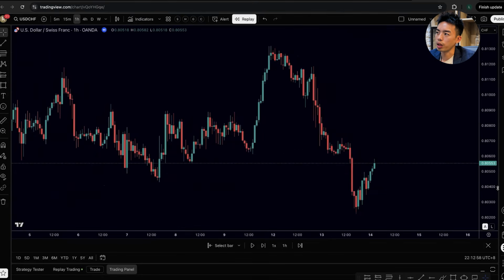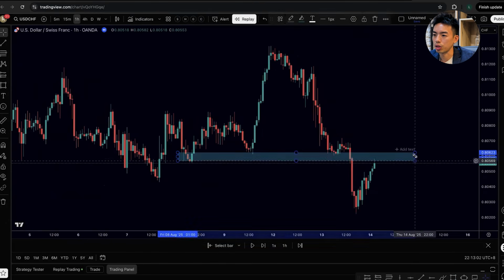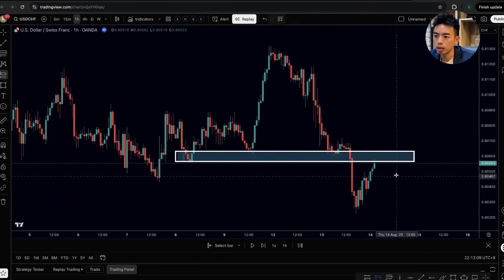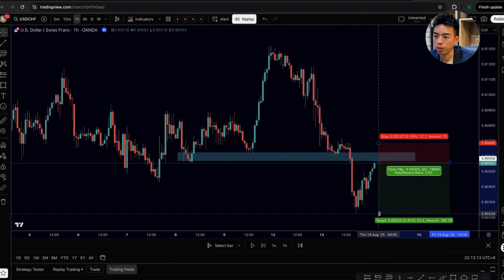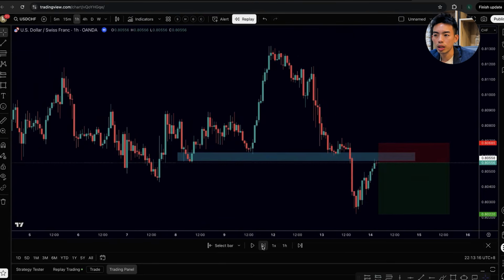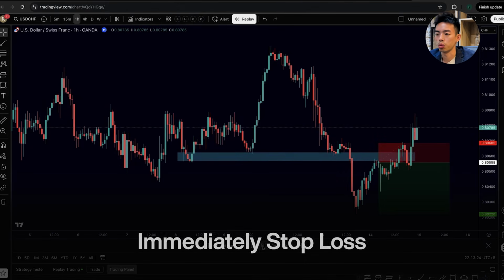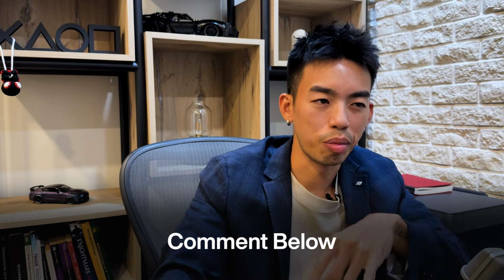In this one here, we have the dollar Swiss on the 1 hour time frame, and we have this SNR right here. Price is pulling back, and let's say if we're looking for a short position right here with our target right around there, what's gonna happen? Let's play this forward. We have a short little reaction to the downside, but we immediately got stopped out afterwards. If you're able to guess why that's the case, leave your answer in the comment section below.